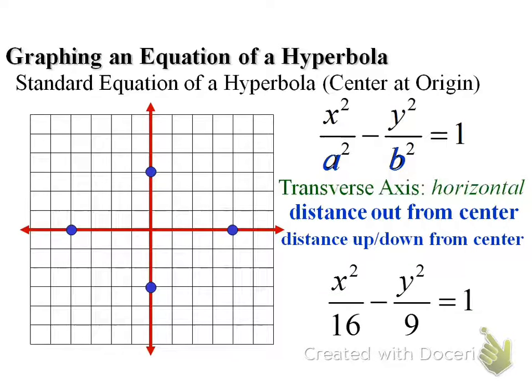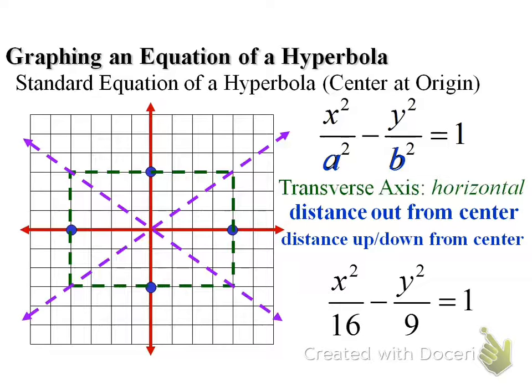Now, here's where it gets a little different from all of our other conics. You're going to draw this box in. The main point of this box is so you can figure out where your asymptotes are located. Your asymptotes go through the corners and through the center. Those just help you draw in the hyperbola.